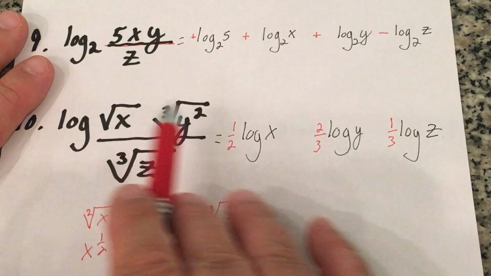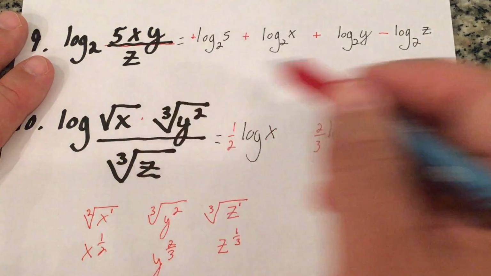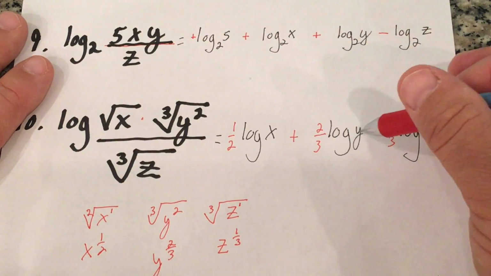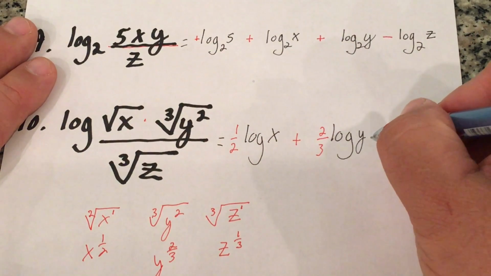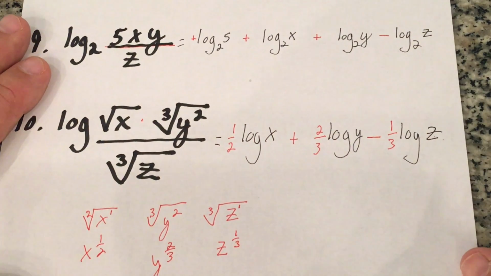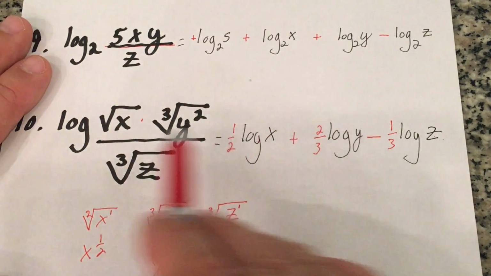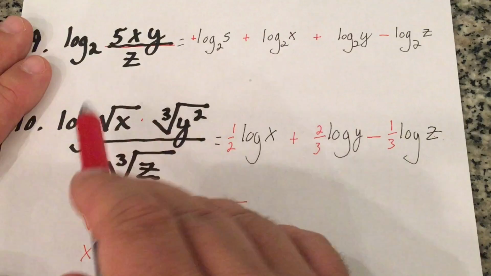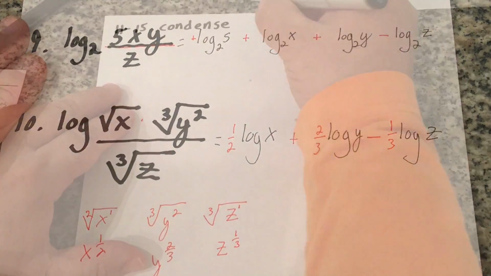Notice the x is on top, so it's going to be a positive 1/2. The y is on top, I'm multiplying it. So that's going to be a positive 2/3 log base 10 of y. And the z is on the bottom, it's divided, so that gets changed to subtraction. And what the logarithm does, it'll break a multiplication down to an addition. It'll break an exponent down to a multiplication. It'll break a radical down to a fraction. It'll break a division down to a subtraction.